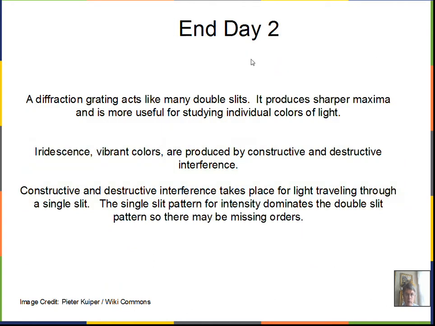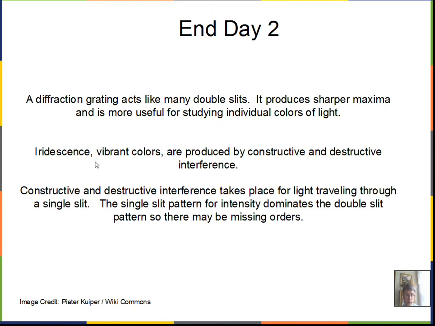So that's the end of day 2 of wave optics. A diffraction grating is not difficult. It's just multiple double slits side by side. It does have an advantage in that the maxima for a particular color are narrower, and helps us to study the light better because the colors don't overlap. And also the colors are spread out to bigger angles because the spacing between the slits is usually smaller than what you do with a single double slit system.